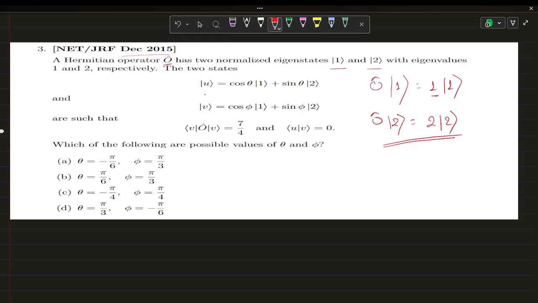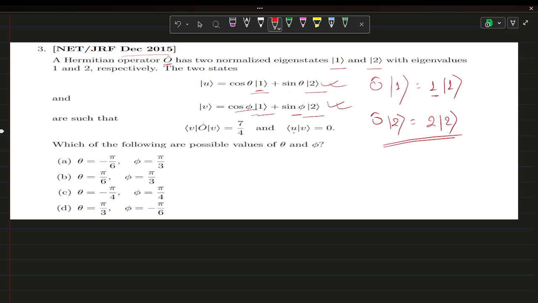The two states are U = cos θ |1⟩ + sin θ |2⟩. So U is a linear combination of |1⟩ and |2⟩, and V is also a linear combination of |1⟩ and |2⟩. By looking at the wave functions, we can clearly say they are normalized, because when we take the scalar product ⟨U|U⟩, this will give cos²θ + sin²θ, and ⟨V|V⟩ will give sin²φ + cos²φ.